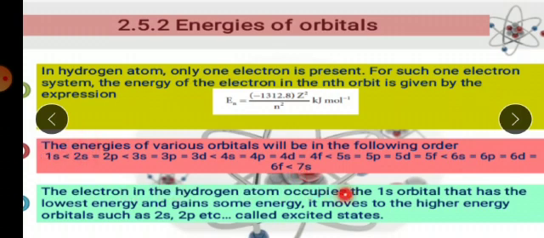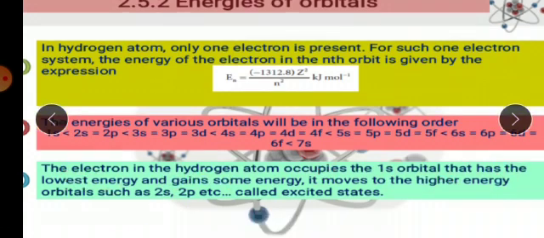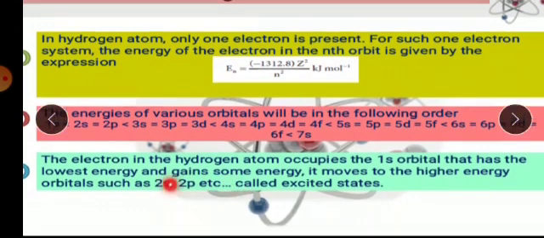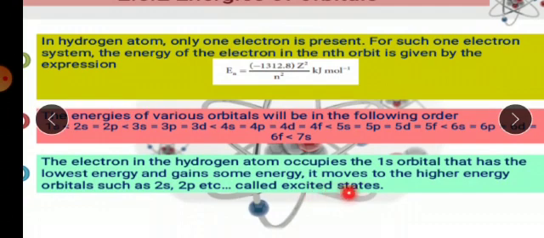The electron in the hydrogen atom occupies the 1s orbital, which has the lowest energy, and it can gain some energy. Suppose the electron is sitting at the lowest energy level, in its position; it is said to be in the ground state. If you are standing on the ground floor, that is the ground state. If you step one or two steps upstairs, that is the excited state. Likewise, the electron is in the ground state in the 1s position. If it jumps to the 2s or 2p orbital, it is said to be in an excited state.